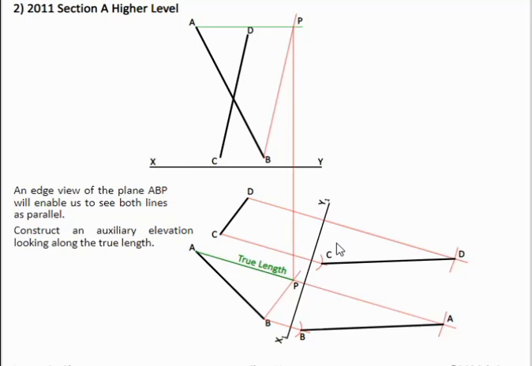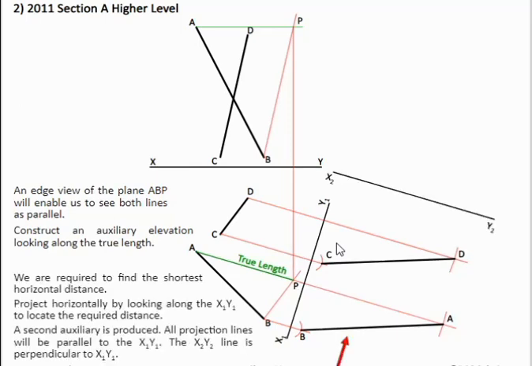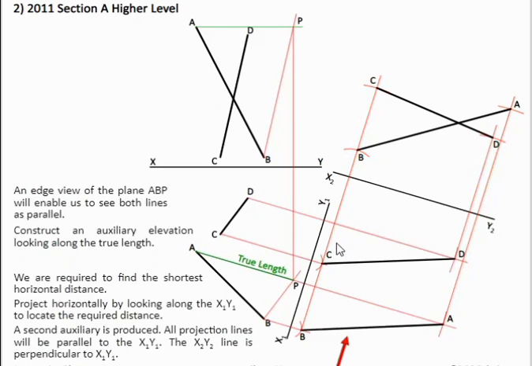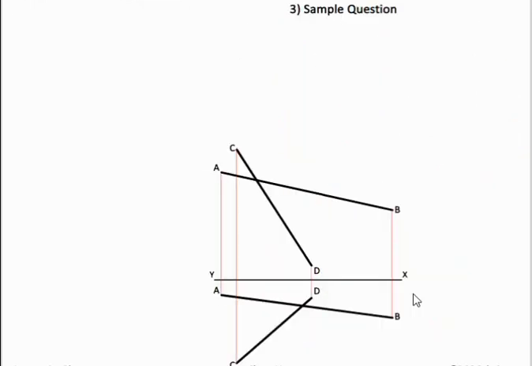Now, remember, it's the shortest horizontal distance, so we need to go 90 degrees to x1, y1. So we construct our second auxiliary. So we construct AB and CD, join them together, and then bring this point back together. This is our shortest horizontal distance now. We draw this in our plan view and then in our elevation.